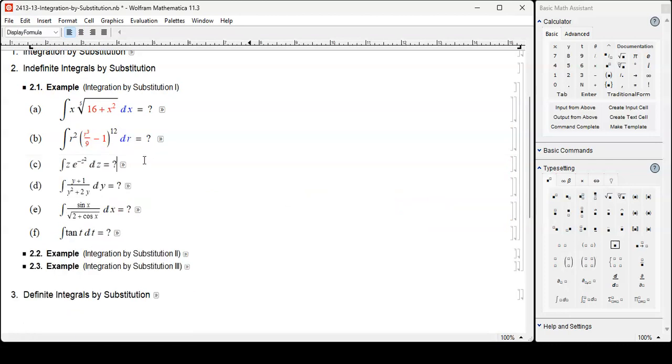Okay, how about the next problem? This time, would you like to try? Stop the playback and then try on your own. So the inside and then dz, you're going to substitute those.